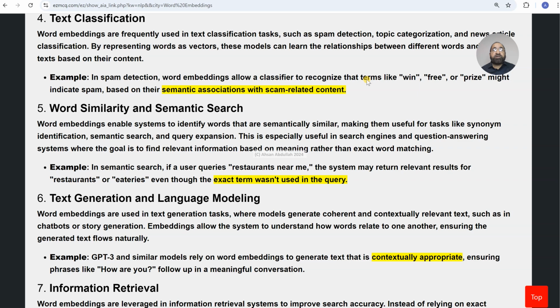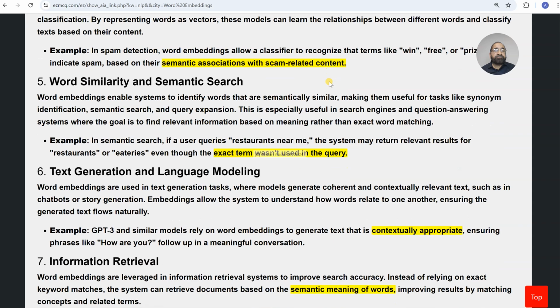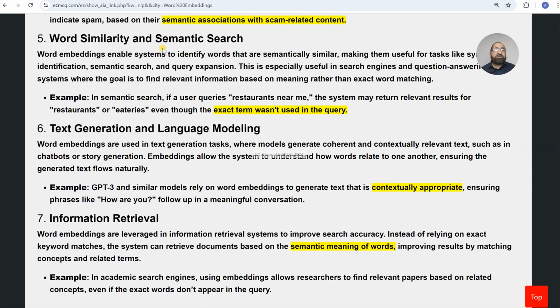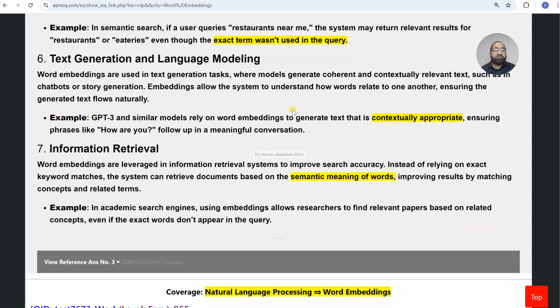So we were getting spam, and in that spam, what might be scam? Based upon the semantic similarities, the scam is labeled as spam. And word similarity and semantic search. For example, restaurants and eateries are very different based upon their spelling. But based upon the word embedding and the similarity associated with them, the machine can infer what eatery means, even though it's not exactly used in the query.